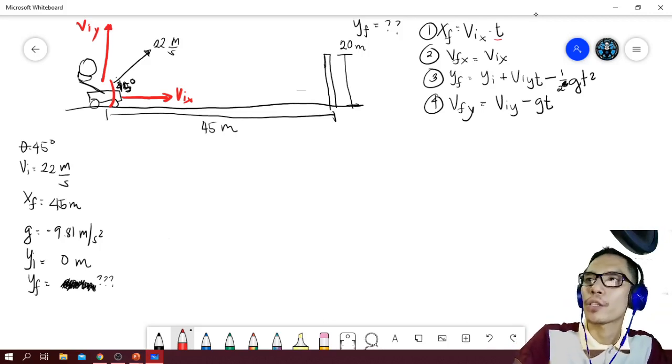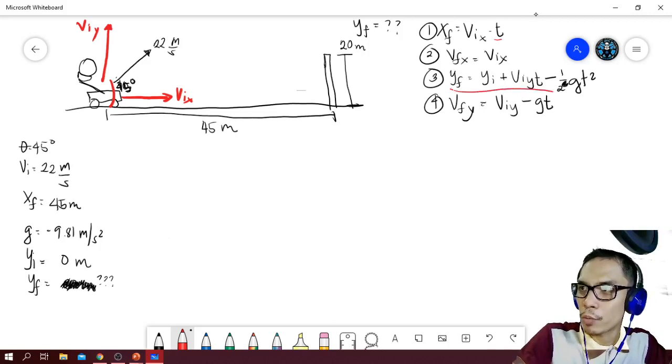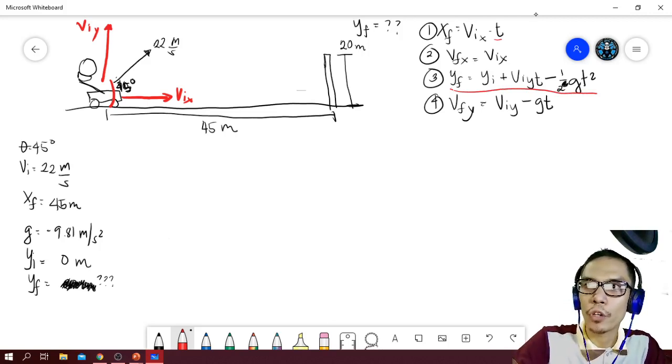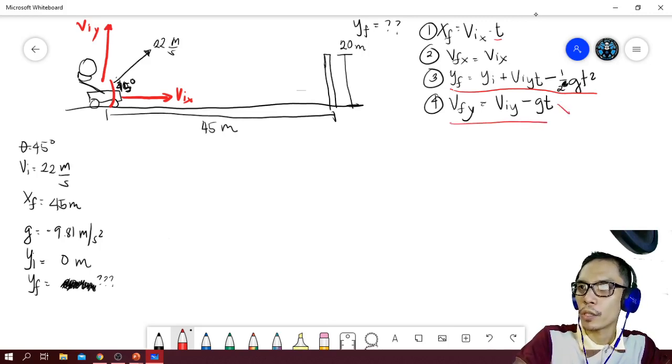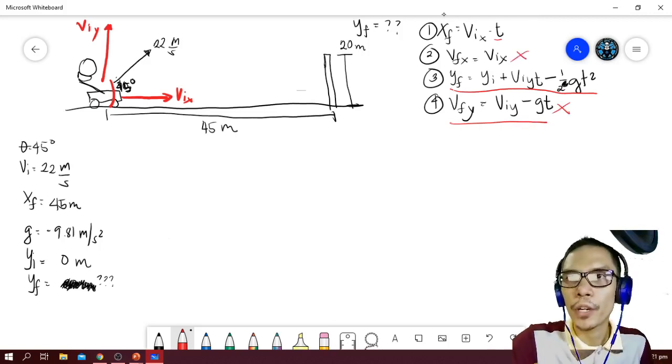For the final height, the rock will go through. There's a final height, then we have the initial height. In the givens, we have the V sub iy, which we will get later in this video, and we have g, so probably we can use this one. Next, V sub fy: once it hits this one, that will become 0. Technically speaking, we don't need this one, and we don't need this one. So only 1 and 3.